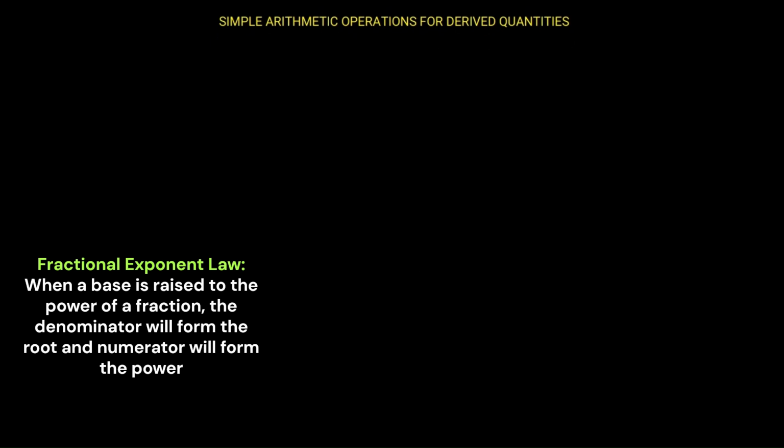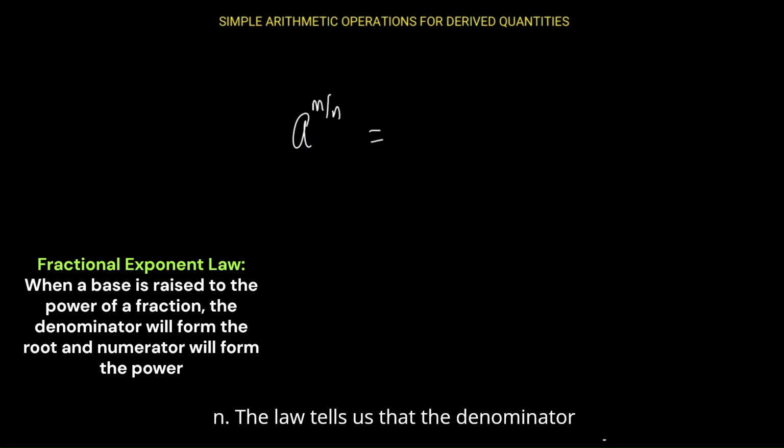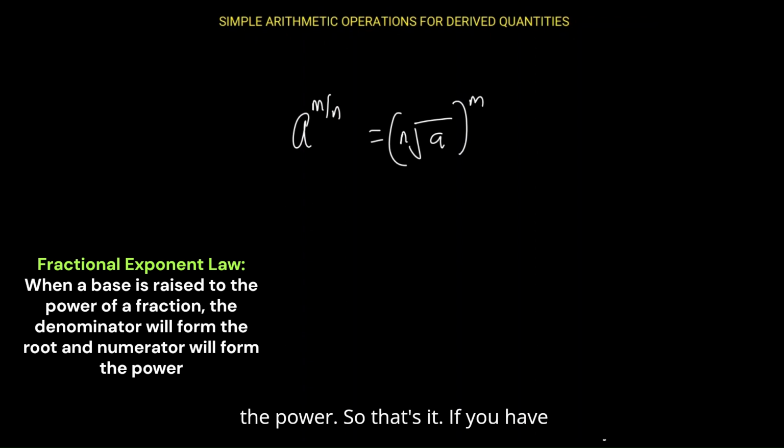This law is called the fractional exponent law. It states that when a base is raised to the power of a fraction, the denominator will form the root and the numerator will form the power. Now let's write this. A, for example, to the power of m over n. The law tells us that the denominator, which is n, will form the root, and the numerator, which is m, will form the power.